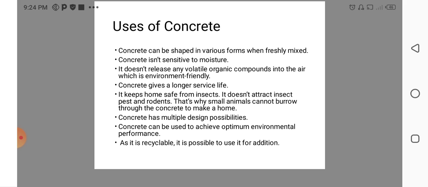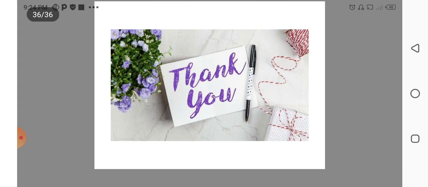Concrete has multiple design possibilities. Concrete can be used to achieve optimum environmental performance as it is recyclable. It is possible to use it for additions. So these are some of the uses of concrete.